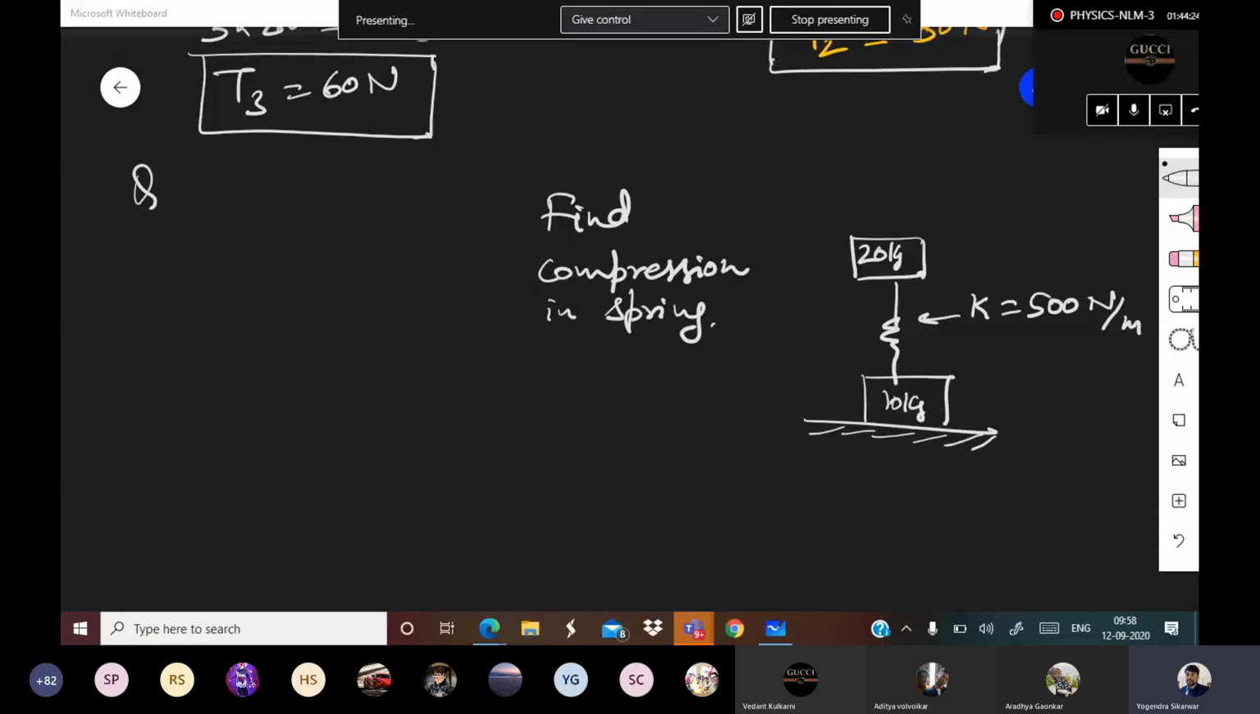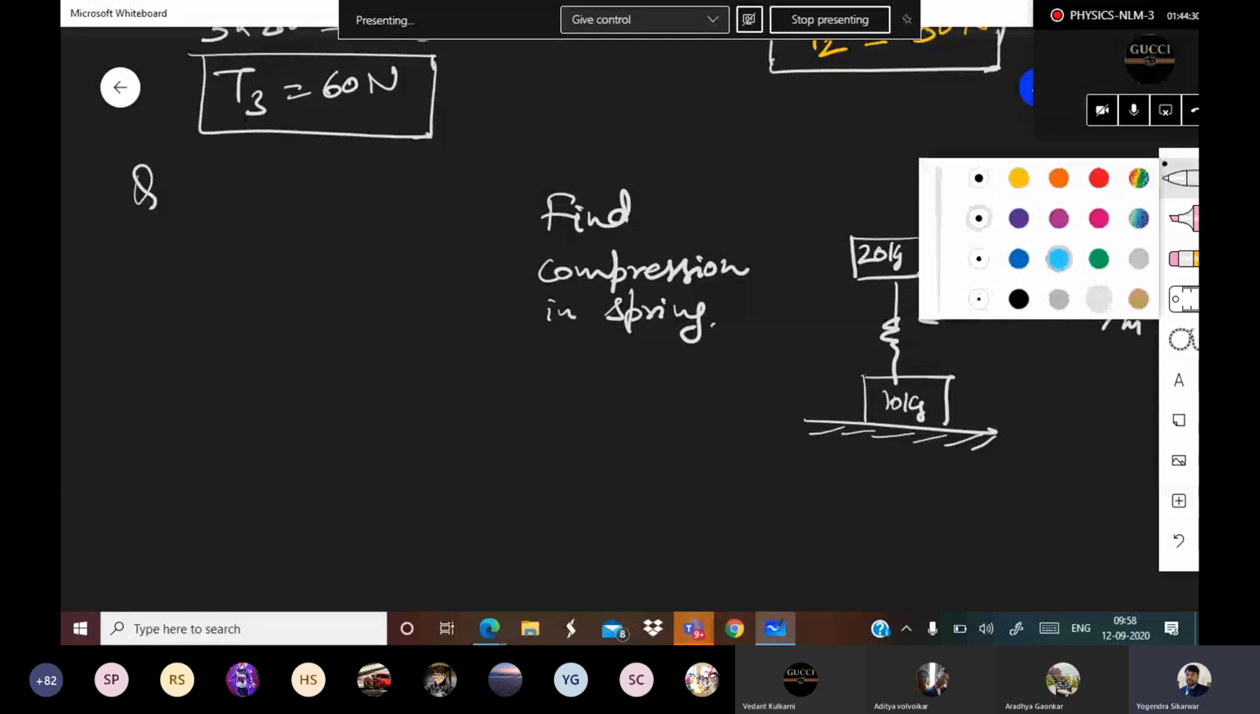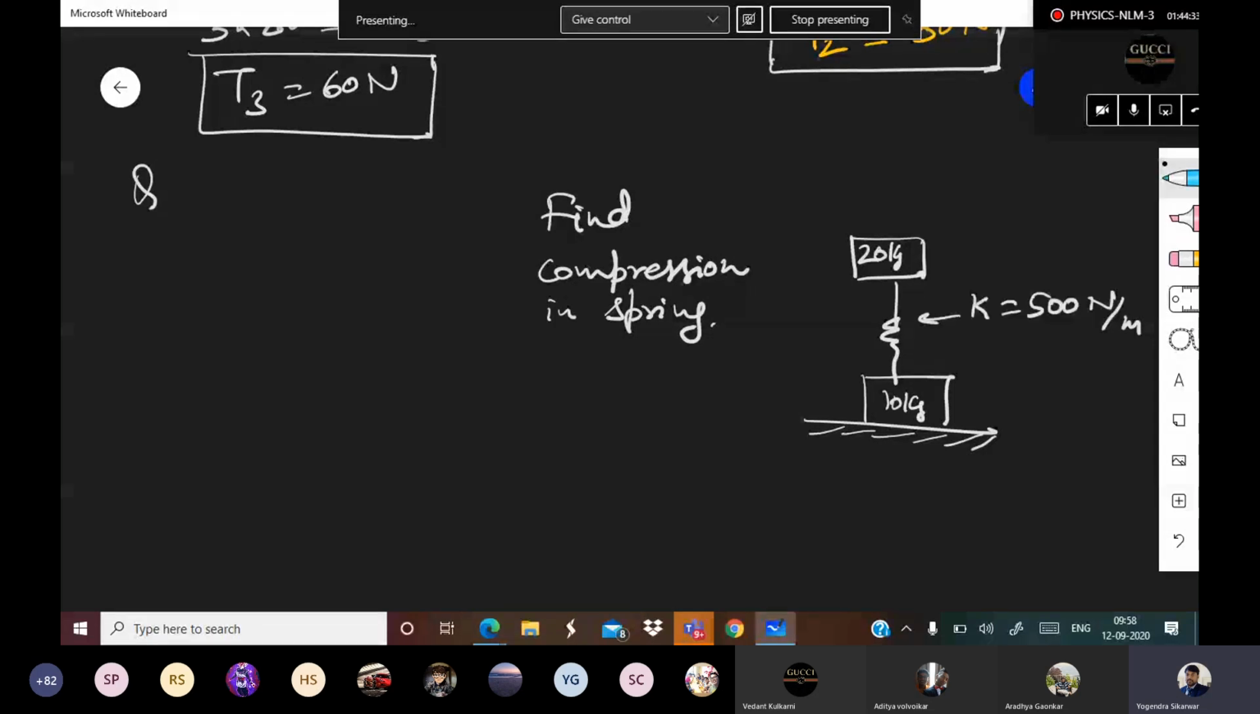Okay, everyone, please pay attention. In this question, interestingly, the lower block will not contribute anything in compression. 20G will be acting downward. Kx naught will be acting upward. And that's it. So this is 20G and this is Kx naught, and this is the upper block.